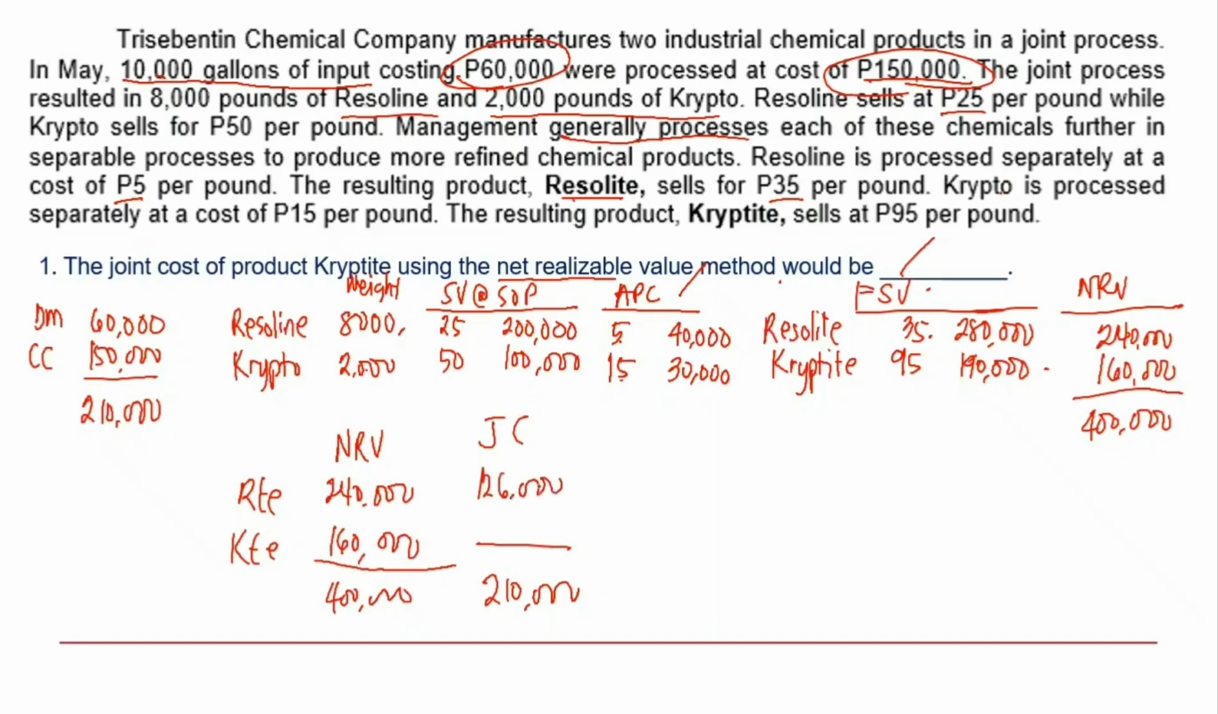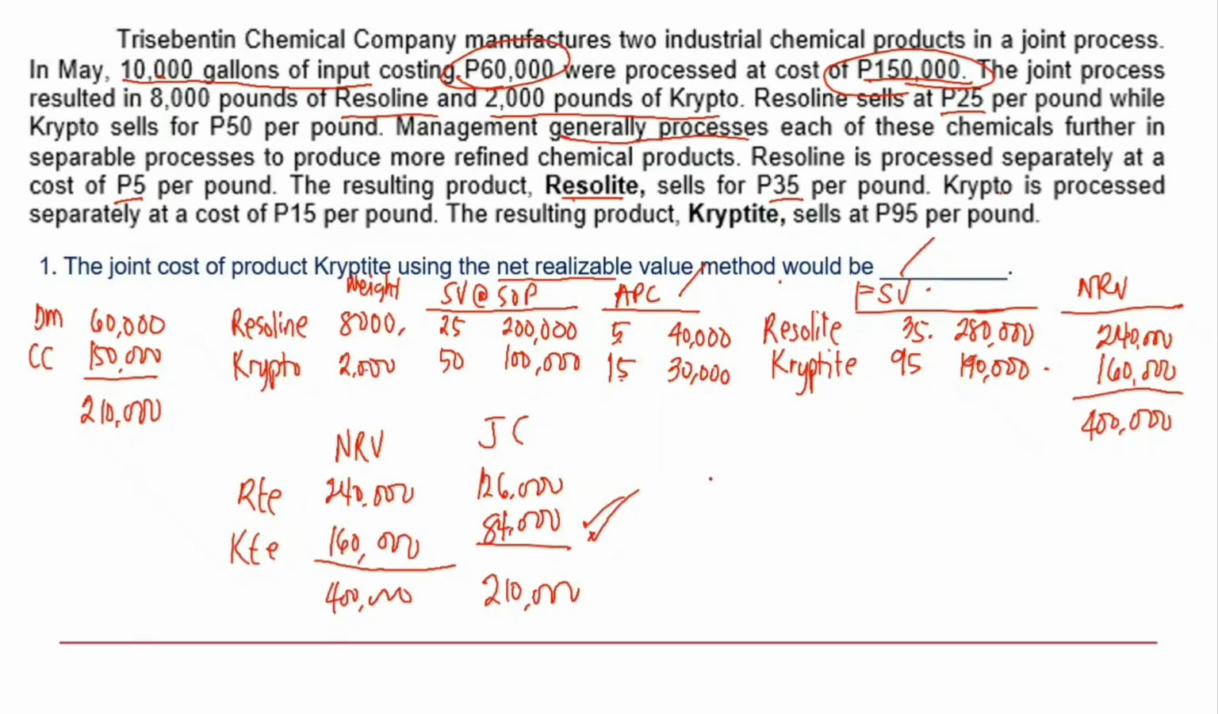And then for Cryptite, that would be 210,000 times 160 over 400. How much is allocated? It is 84,000. So the joint cost of the product Cryptite using the net realizable value method would be 84,000. So that's the answer in number 1.